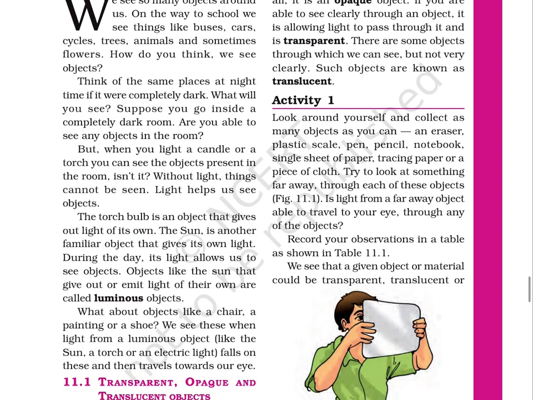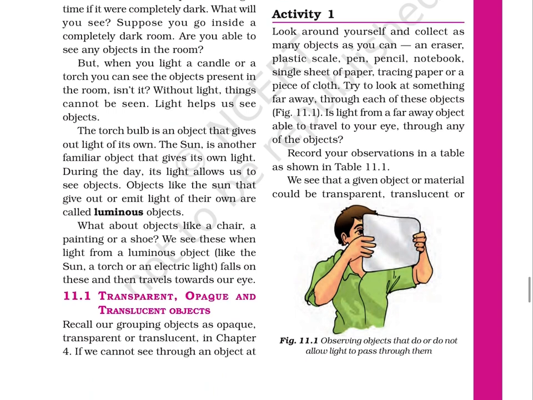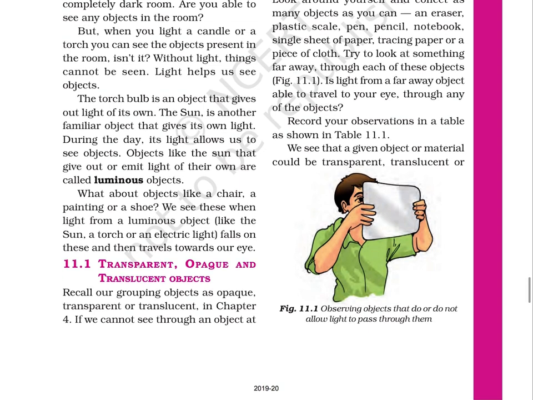But when you light a candle or a torch, you can see the objects present in the room, isn't it? Without light, things cannot be seen. Light helps us see objects. The torch bulb is an object that gives out light of its own. The sun is another familiar object that gives its own light. During the day, its light allows us to see objects.